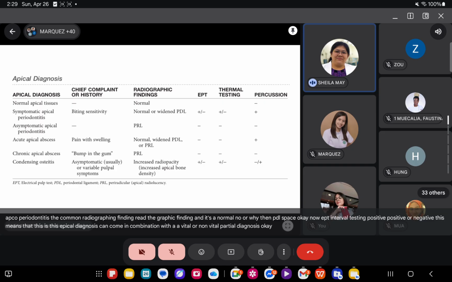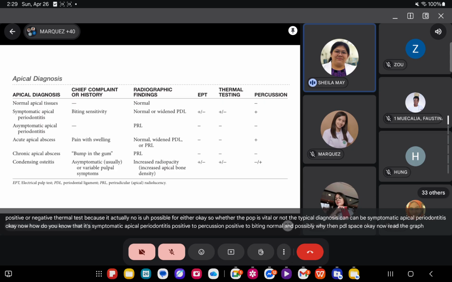That's why the results of the EPT and thermal test are indicated here. So the symptomatic apical periodontitis is not a consequence of the positive or negative thermal test, because it is actually possible for either. Whether the pulp is vital or not, the apical diagnosis can be symptomatic apical periodontitis. Now, how do you know that it's symptomatic apical periodontitis? Positive to percussion, positive to biting, normal and possibly widened PDL space.